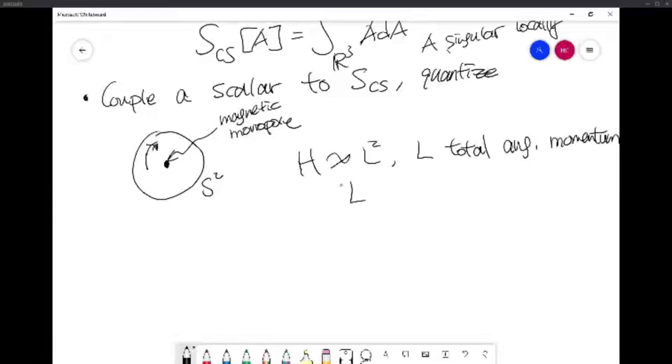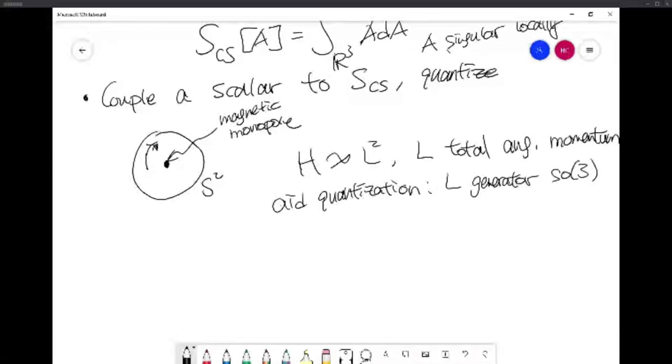And what I'm going to do to aid in quantization, right, is treat L as a generator of SL3. So the Lie algebra of rotation symmetry, because it's a sphere, right? So the entire system, the entire Hamiltonian, is going to be symmetric under rotations in 3-space. So I'm going to treat each component of the angular momentum L as a generator in SL3.